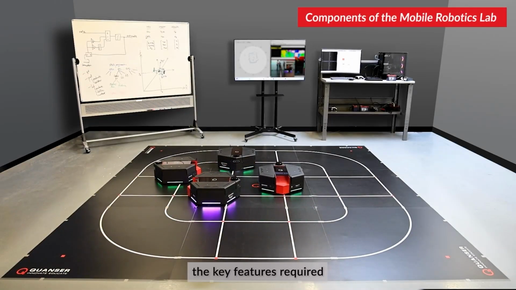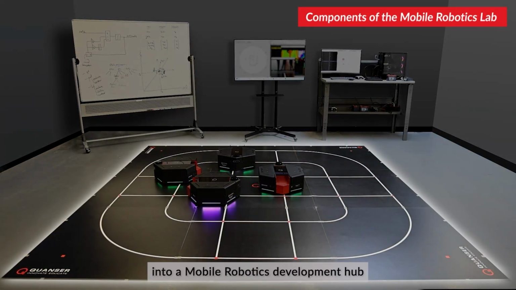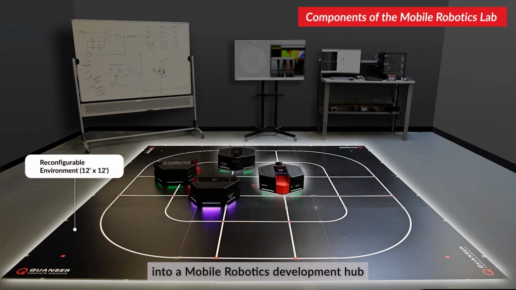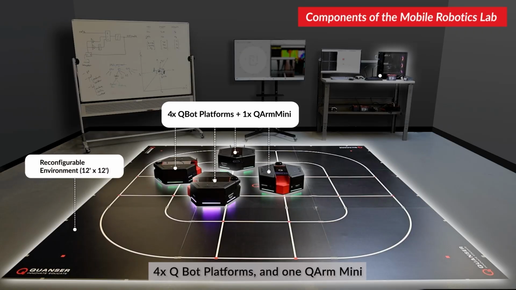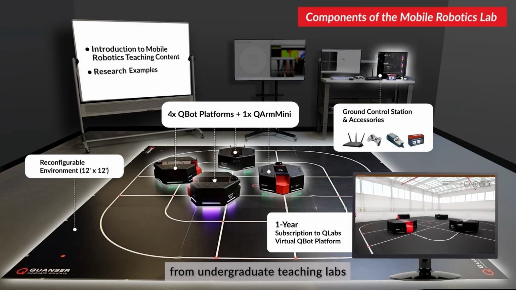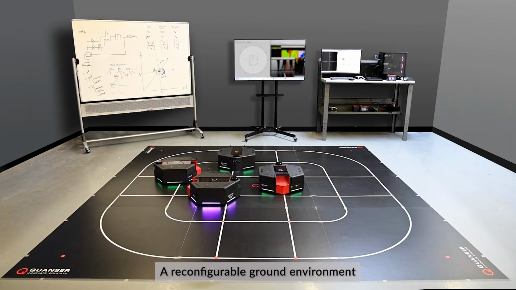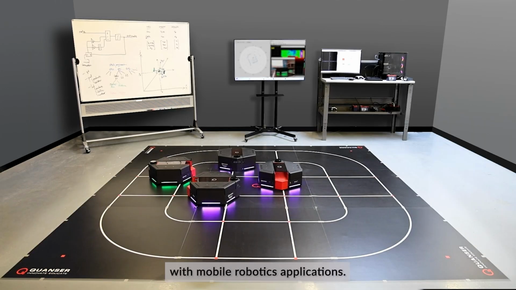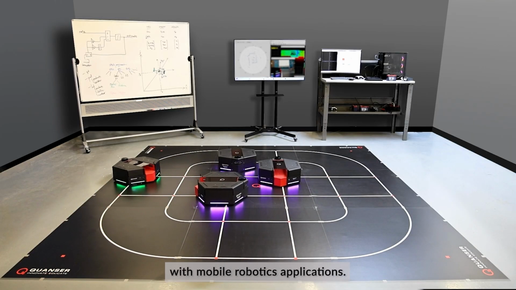This lab contains the key features required to turn your space into a mobile robotics development hub. 4 QBot platforms and 1 QArm Mini empower you to tackle everything from undergraduate teaching labs and graduate capstone projects to outreach activities. A reconfigurable ground environment enables students to experiment with mobile robotics applications.